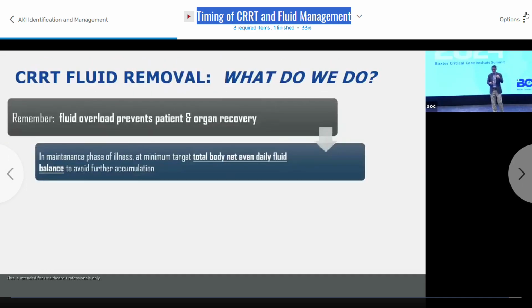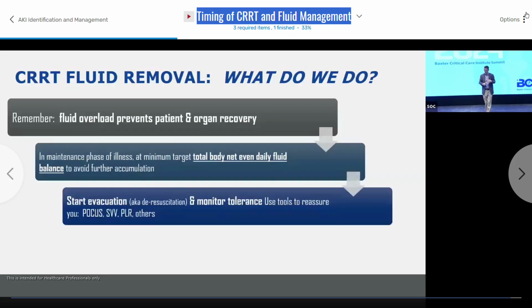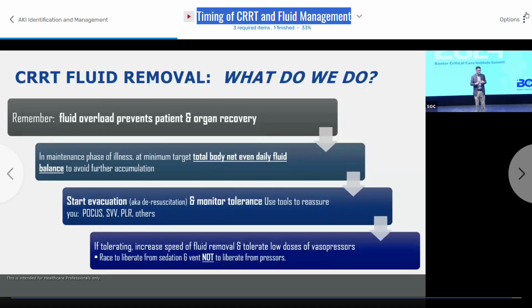We remember that fluid overload prevents organ and patient recovery. In the maintenance phase of illness, we target at least a net even to negative fluid balance. We start evacuation and deresuscitation and monitor the tolerance very closely for how the patients are doing. And if they're tolerating that fluid removal, we will increase the speed of fluid removal and tolerate some low-dose vasopressors, because it's not a race to liberate from vasopressors, it's a race to liberate from the ventilator and sedation.